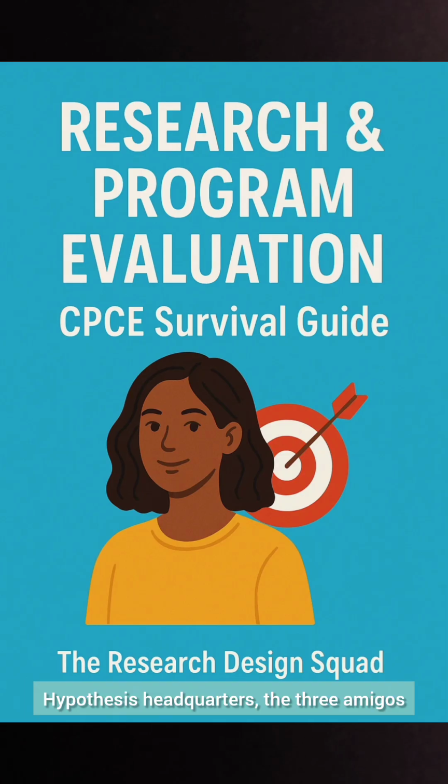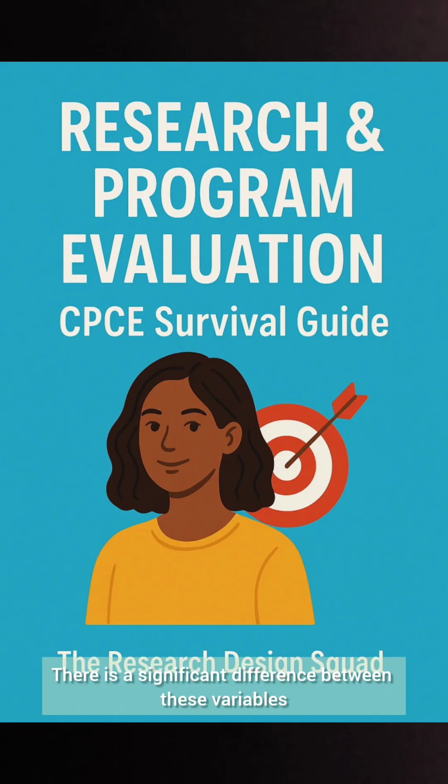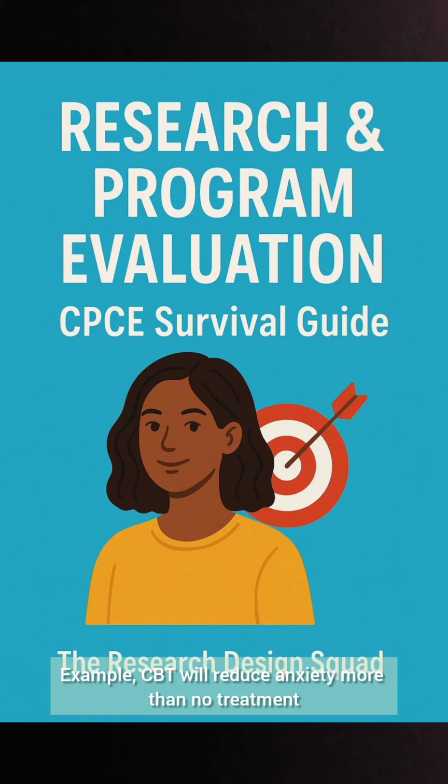Hypothesis headquarters, the three amigos. 1. Directional/alternative hypothesis, the confident predictor. There is a significant difference between these variables. Takes a stand, picks a side, has an opinion. Example: CBT will reduce anxiety more than no treatment.